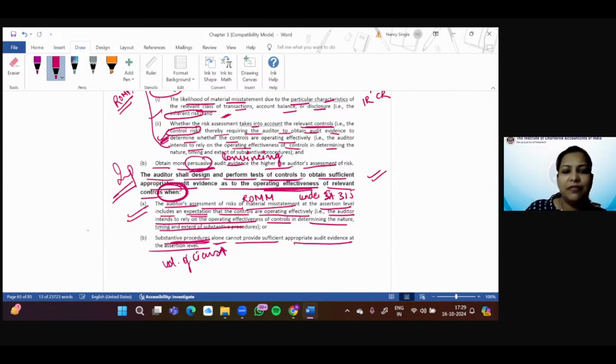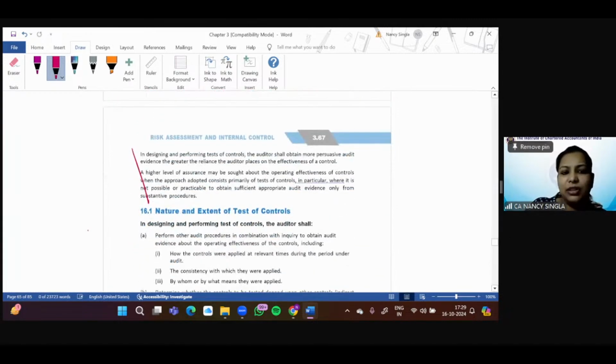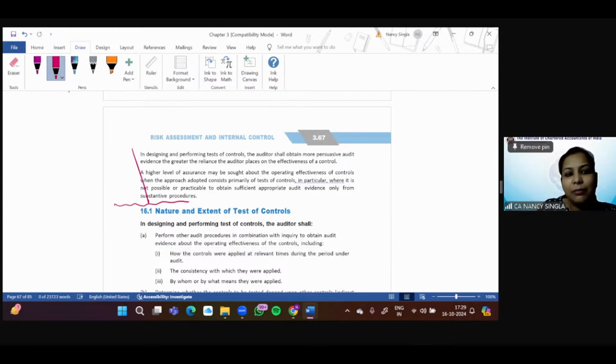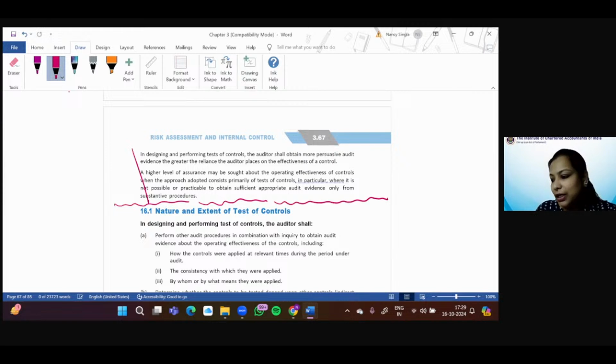So you can just have a read. It is basically saying that if the risk of material misstatement is high, he'll obtain more persuasive audit evidence. So we have covered till page number 3.67, except for two topics, that is one relating to the automated environment and the other related to your SA 320, that is materiality. So let me just have a look at the queries that you all have sent.